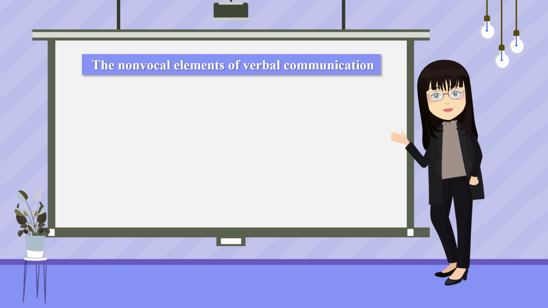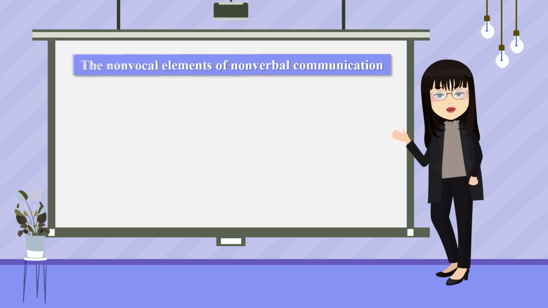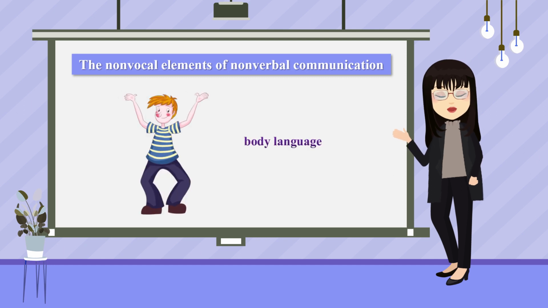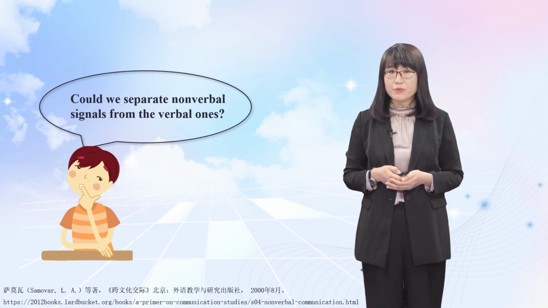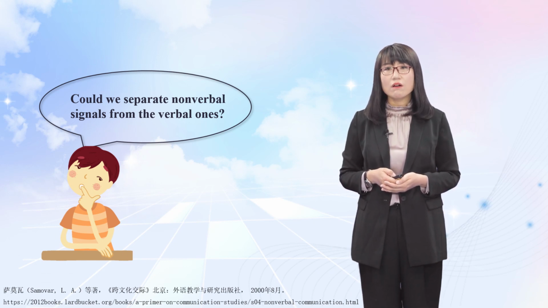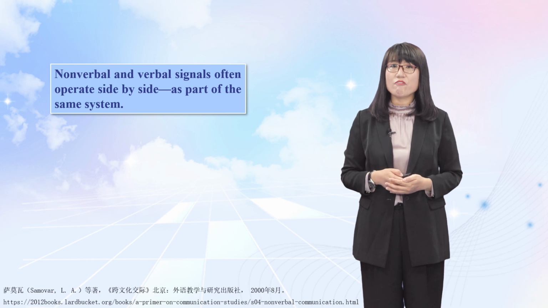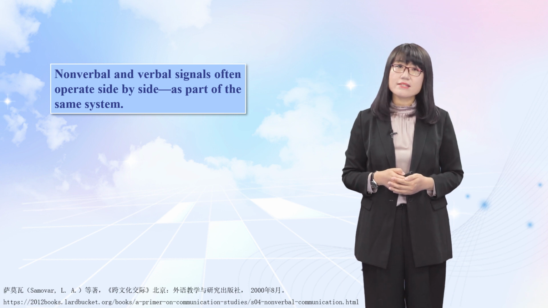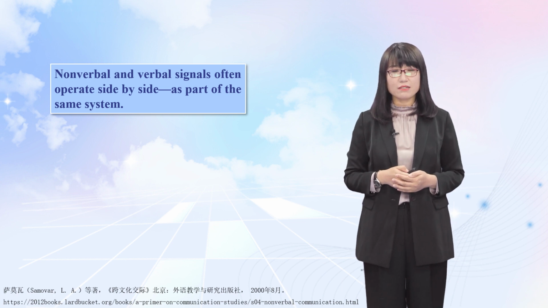Non-vocal elements of verbal communication include our writing or sign language. Non-vocal elements of non-verbal communication include body language, such as gestures, facial expressions, and eye contact. Does that mean we could separate non-verbal signals from the verbal ones? Of course, no. In fact, non-verbal and verbal signals often operate side by side as part of the same system, as in real life, these two types of communication are often combined to convey meaning.